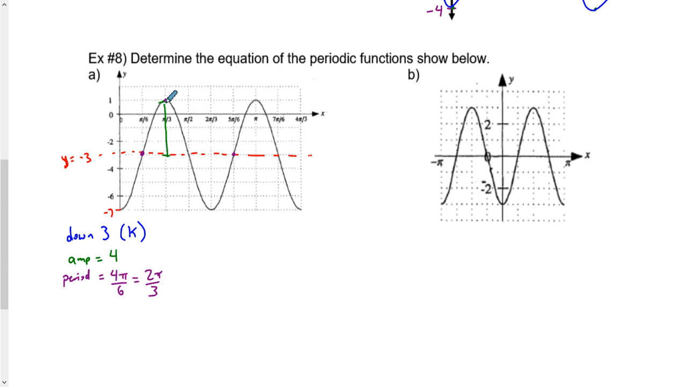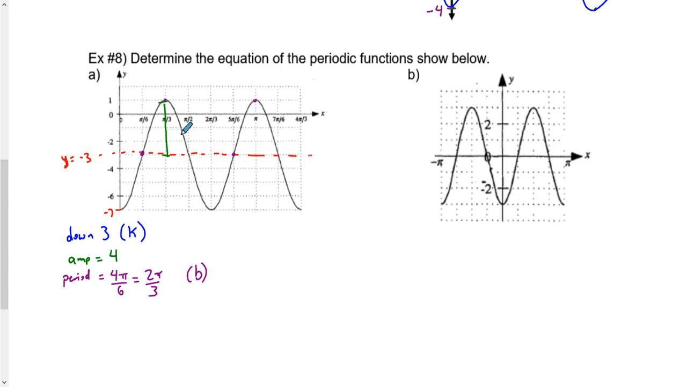Or we could go from our highest point to the highest point, which would be pi/3 to pi, which is, well, 2/3 of pi. Or we can go from its lowest point to its lowest point, which is 0 to 2pi/3. It's still the same period.